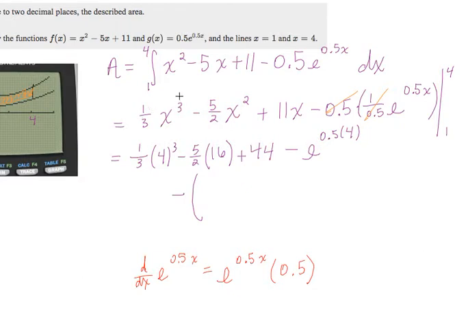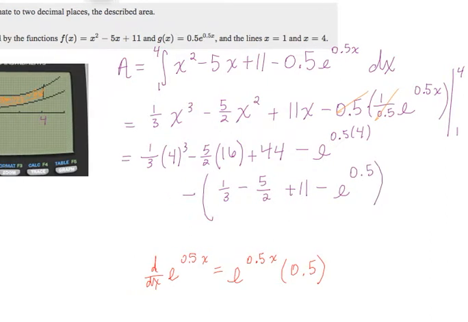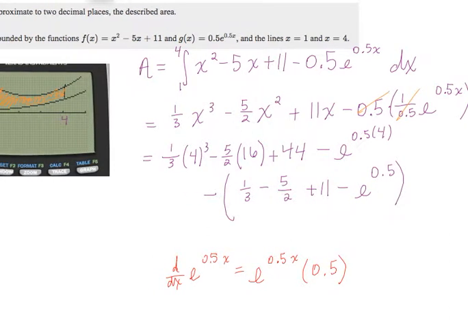So 1/3 times 1 cubed. 1 cubed is 1, so it's just 1/3. 1 squared is 1, so minus 5 halves. 11 times 1 is 11, and then minus e to the 0.5 times 1 is e to the 0.5. Okay, I'm going to clear this stuff here.